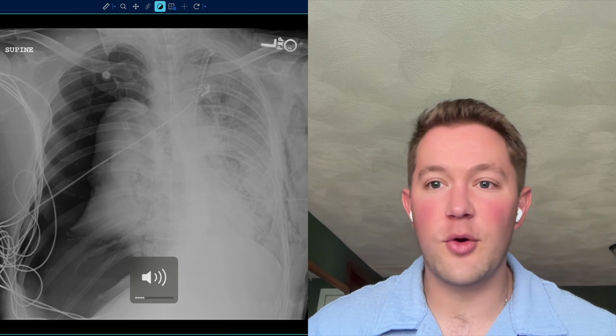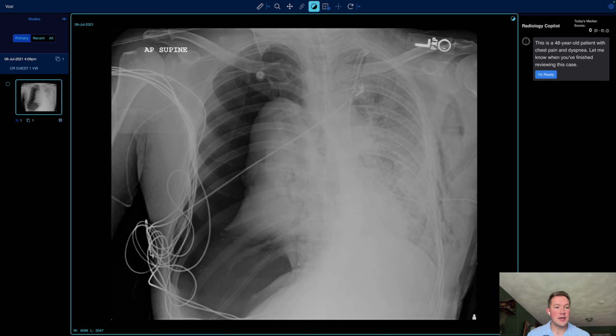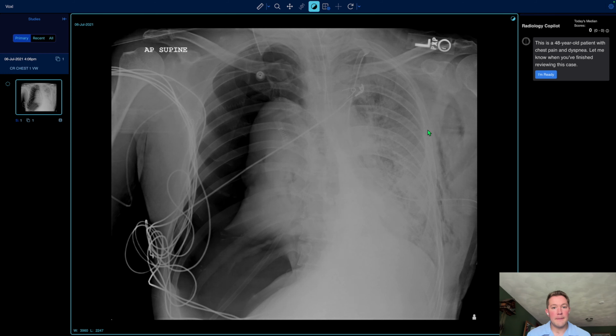We have a 48-year-old patient with chest pain and dyspnea. Start by identifying the patient with two separate identifiers in order to confirm that we're looking at the right study, which we are. This is on the 6th of June, 2021.